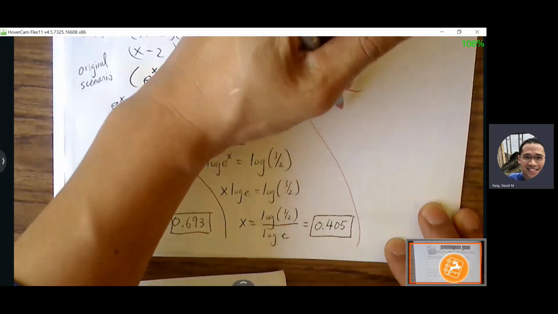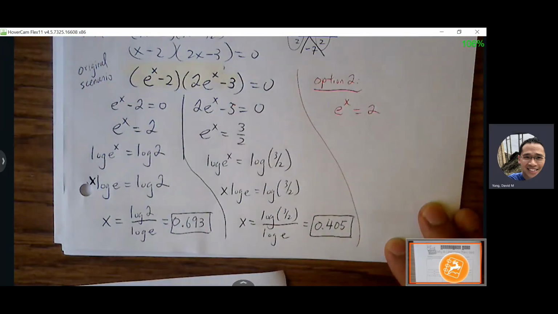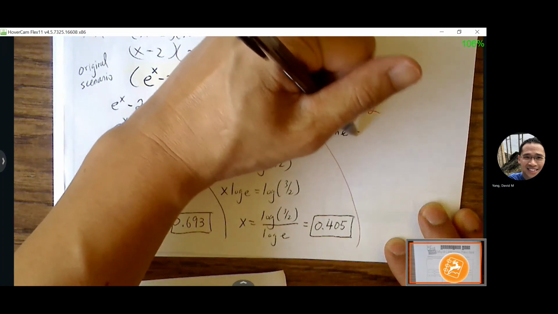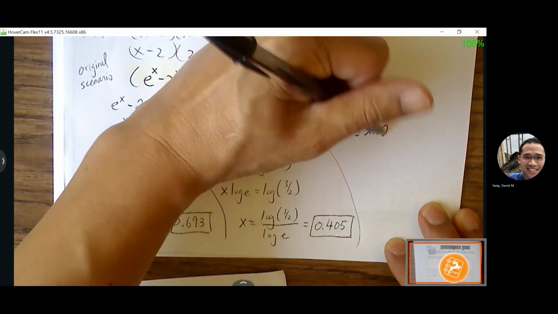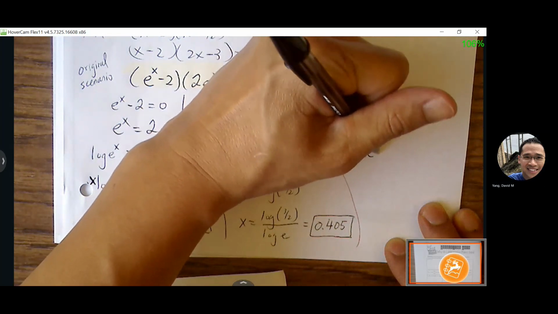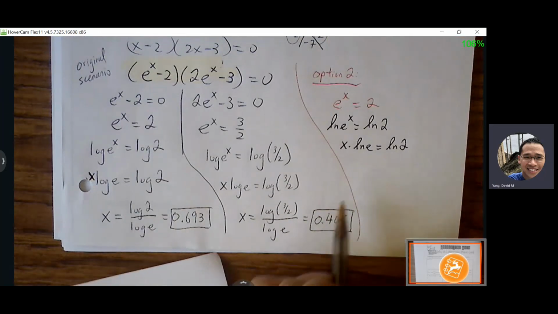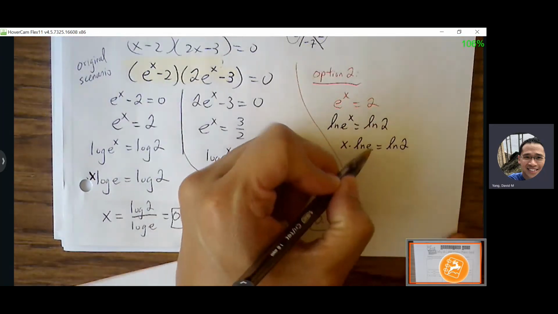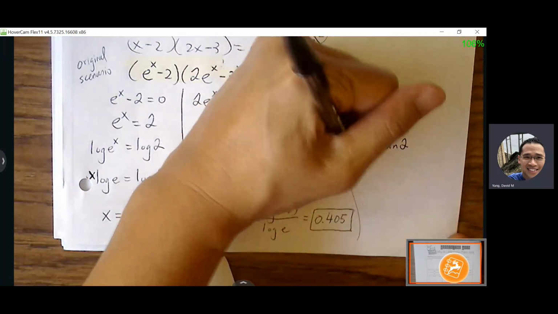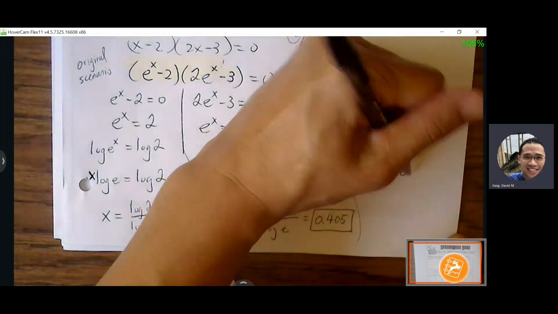Another option, if you're at e to the x equals 2, is to take the natural log of both sides. And that x can come down. The reason this is a little bit cleaner is because natural log of e is just 1, so I can just make natural log of e go away. And x is just natural log of 2, which is equal to 0.693.